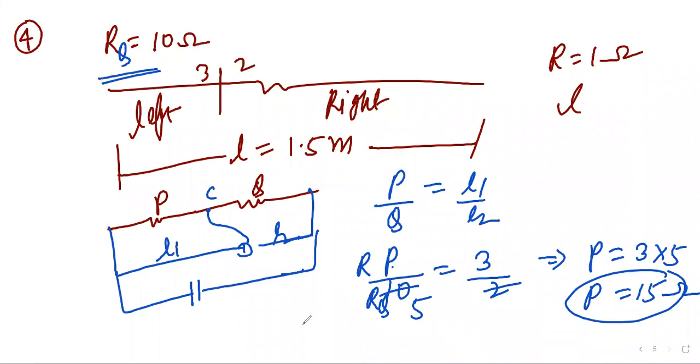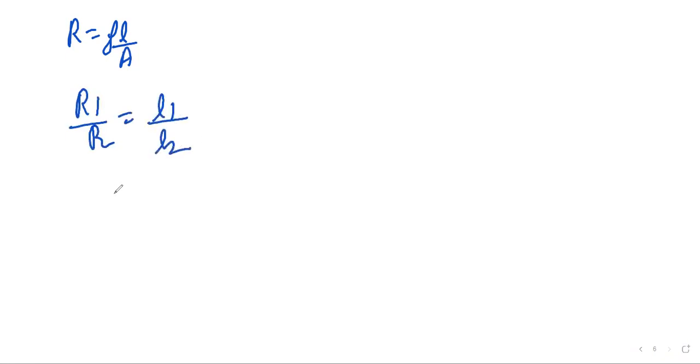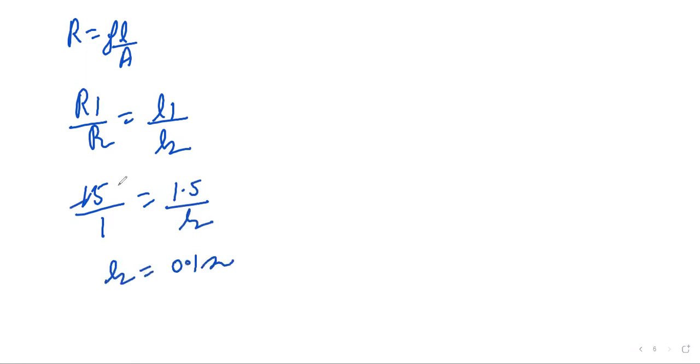Now we know the resistance formula R equals nothing but rho L upon A. So it is R1 upon R2 is equal to L1 upon L2. So it is 15 upon 1 is equal to 1.5 upon L2. So L2 is coming out to be 0.1 meter. So this will get cancelled and here we will get 10, right? So L2 will be 0.1 meter, so it will be 10 centimeter. So write it down then.